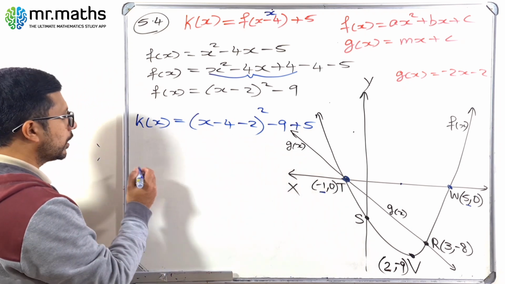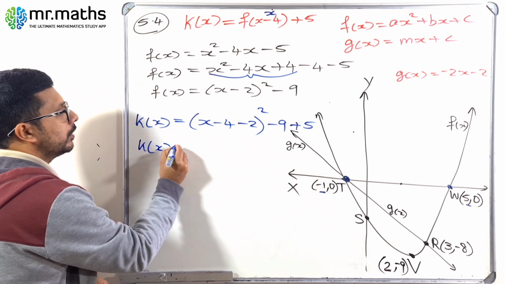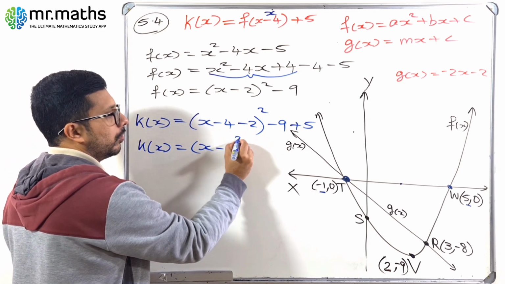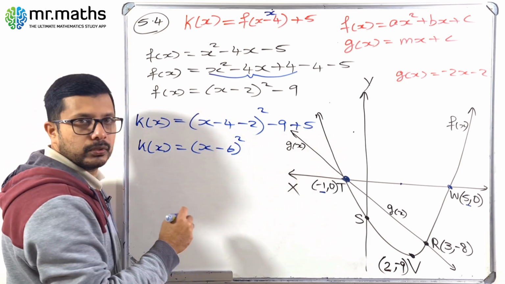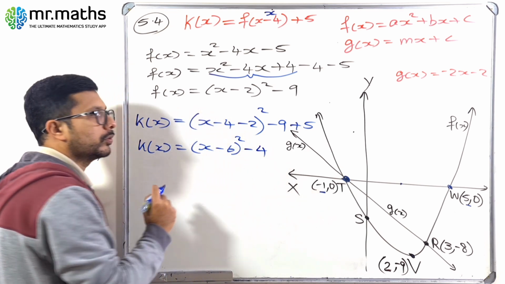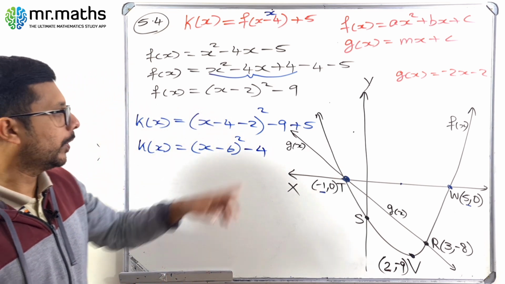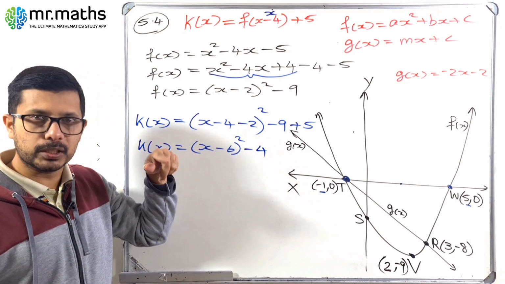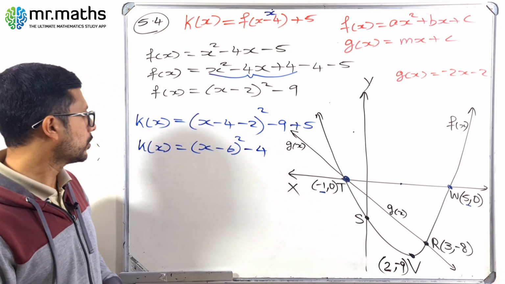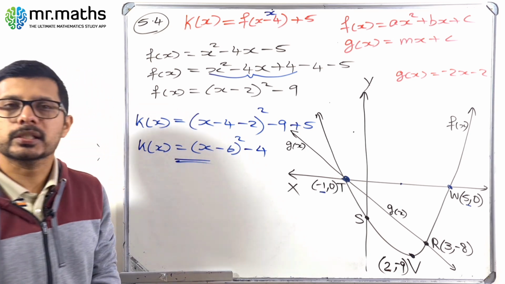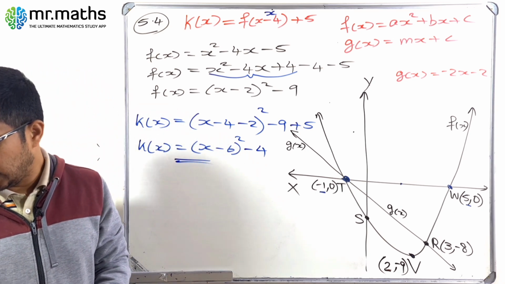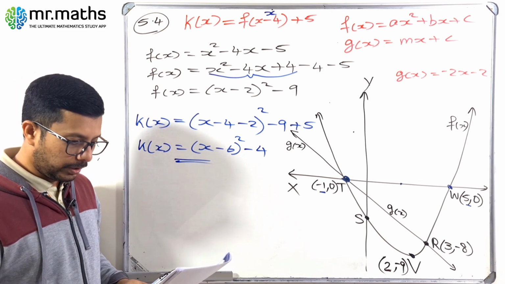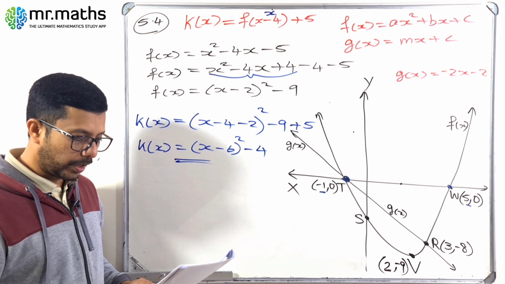Now let's see the answer. k of x is equal to x minus 4 minus 2, which is minus 6, the whole square, minus 9 plus 5. Check that in your calculator if you don't know. Minus 9 plus 5 is minus 4. Is it not the format they want, x plus b the whole square plus q? So this is the answer: k of x is equal to x minus 6 the whole square plus minus 4. That is question number 5.4.